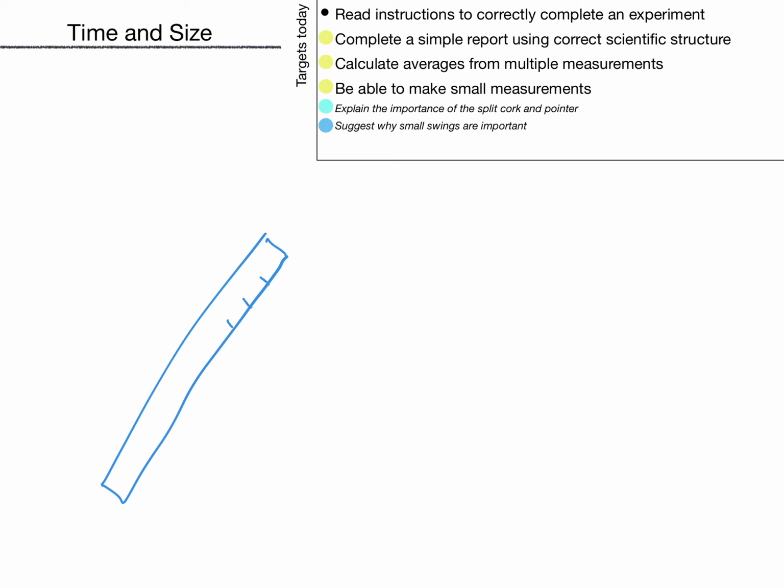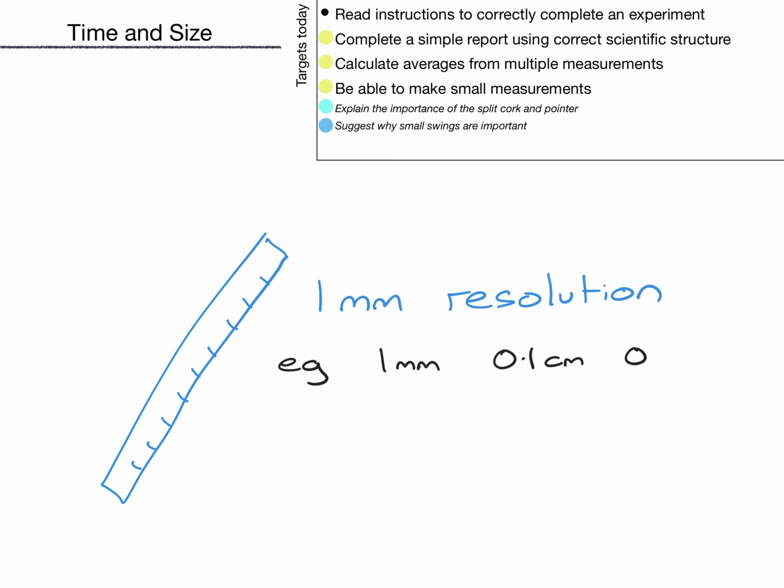It's got a resolution of 1 millimeter, which means every time you use it and record a measurement, you must write your answer to the nearest millimeter. I don't mind if you write 1 millimeter, 0.1 centimeters, or 0.001 meters. Just write to the nearest millimeter.